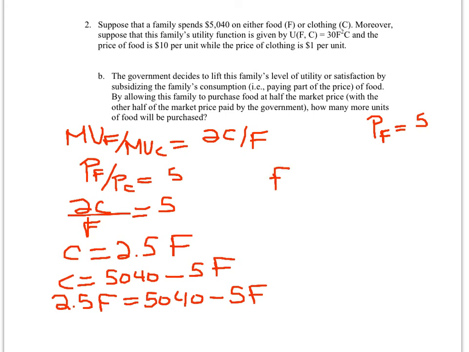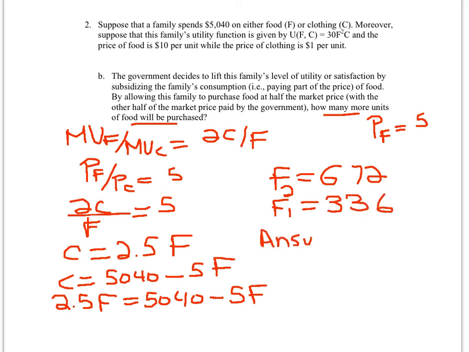And now F is going to be equal to 672, which happens to be twice. So basically, if they cut the price in half, they're going to double their consumption of food. And the question is asking you how many more units of food will be purchased. If they purchased 336 before, right? So this is F2, F1 was 336, so basically the change, or the answer, is going to be 336. Okay?